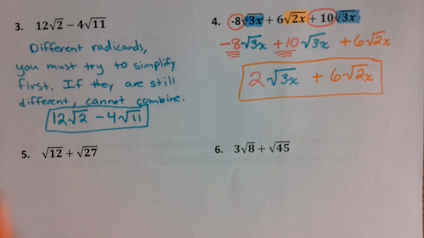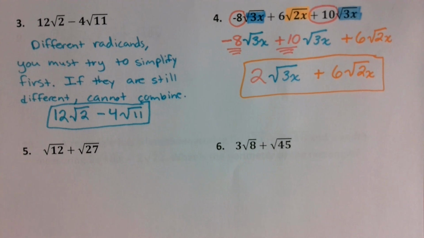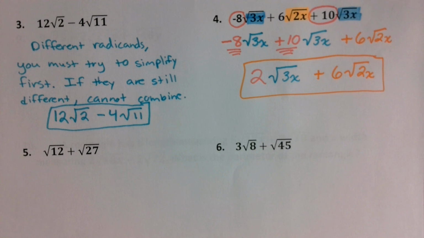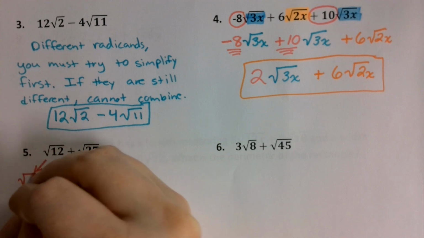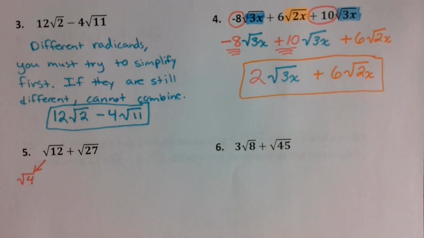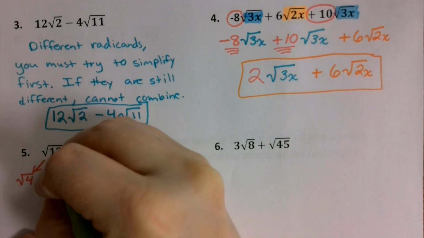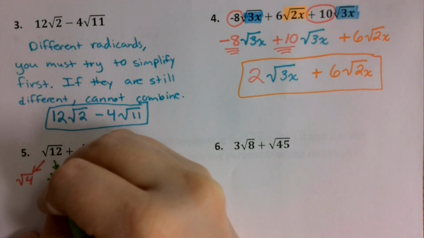Square root of 12 and square root of 27. Are they like radicals? Yes or no? No. So the first thing that we need to do is try and simplify them. So let's go ahead and factor the 12 out. What is the largest perfect square that can divide into 12? 4. The largest perfect square that can divide into 12 is going to be the square root of 4. Okay, and then that would also leave us with the square root of 3.